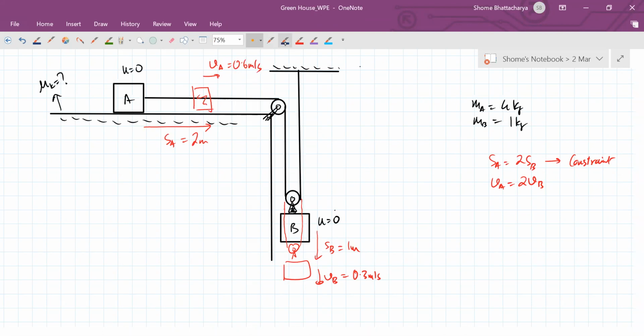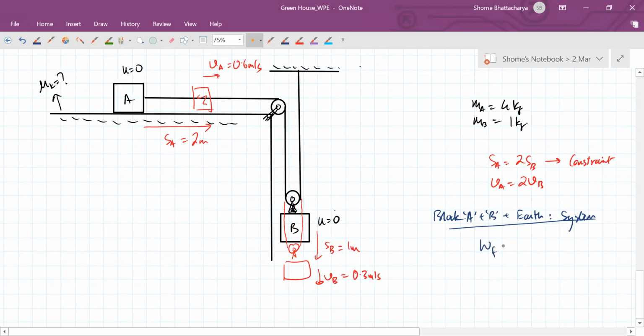So now if we take the block A plus B plus Earth as a system, then we can say that work done by friction is equal to change in kinetic energy of A plus change in kinetic energy of B plus change in gravitational potential energy for the block B.